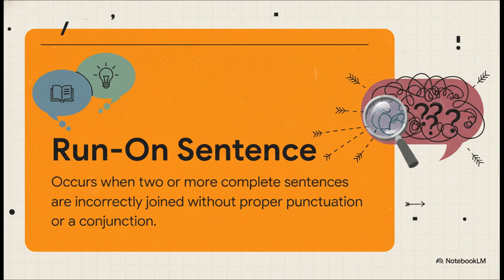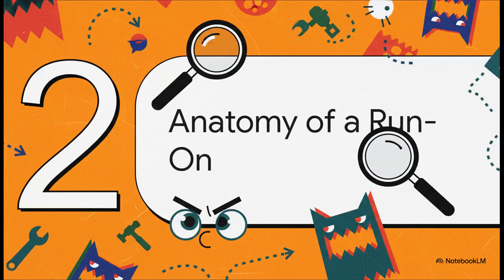So officially, a run-on happens when you take two or more complete thoughts, what the grammar experts call independent clauses, and you fuse them together without the right kind of grammatical glue. See, each part could be its own sentence, but they've been smushed together the wrong way. Okay, so to fix the problem, you first have to be able to spot it, right? There are two main culprits to look out for when you're hunting down these run-ons.